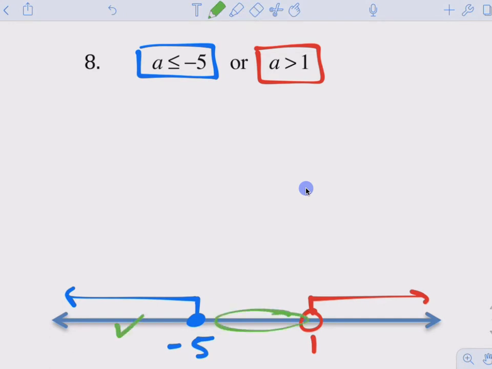These guys, not solutions. They make neither of these guys true. So those guys in the middle, not solutions. And these guys over here, all numbers greater than 1, they make this guy true, but not that guy true. But that's okay, because as long as you make one true, you're going to be the solution to an "or" compound inequality. And so what's interesting is we have these two different, distinct regions of numbers that are part of the solution set.